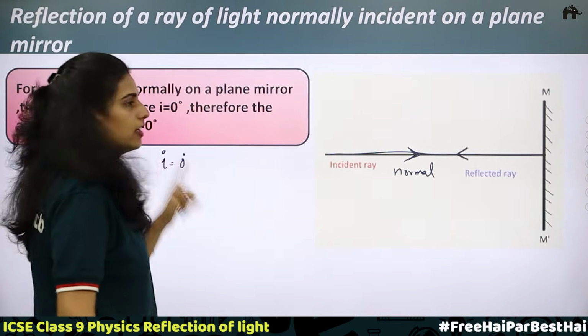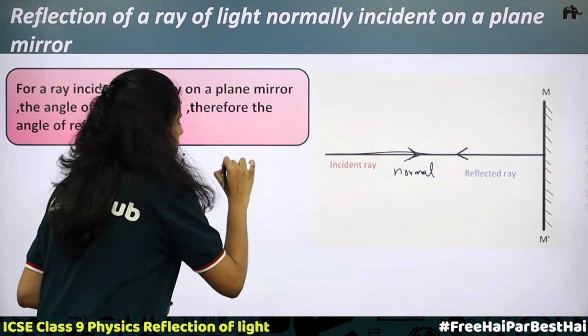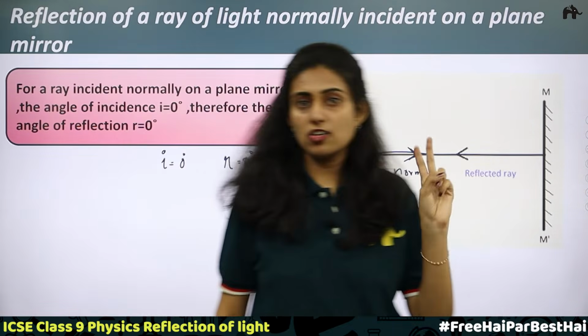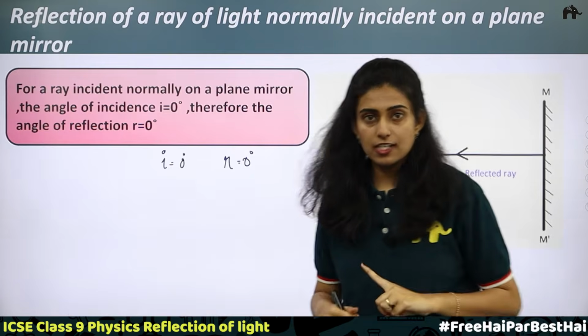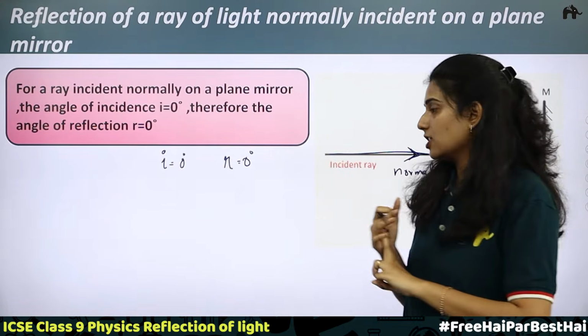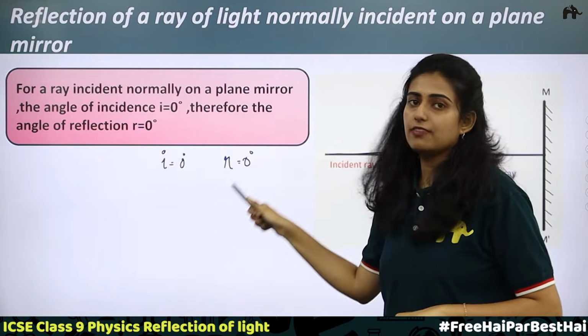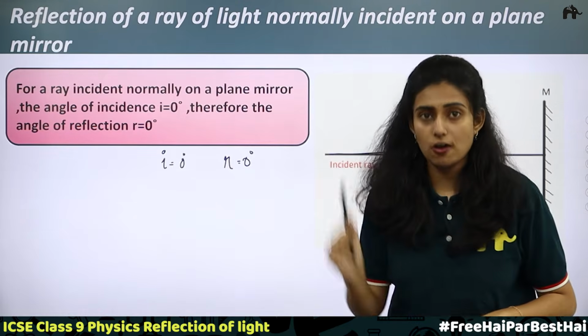Then what will be the angle of reflection? Angle of reflection r will also be equal to 0 degree. Why? Because we have discussed the laws of reflection. Yes, the first law states that the angle of incidence and the angle of reflection are always equal. So, incident angle is 0 degree, therefore reflected angle is also 0 degree for normal incidence.